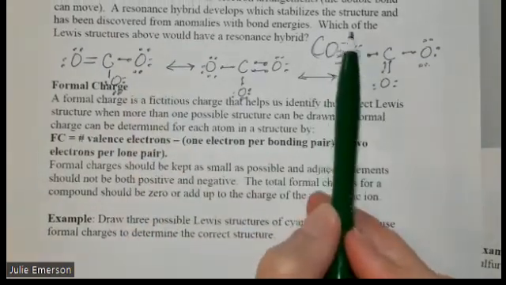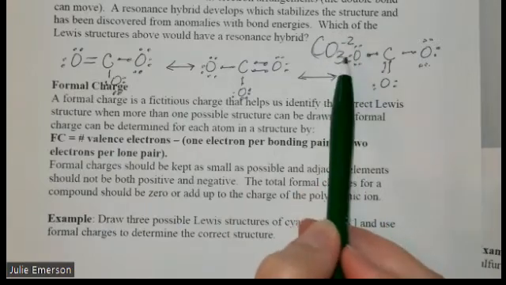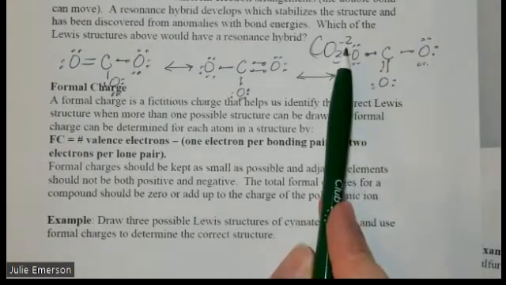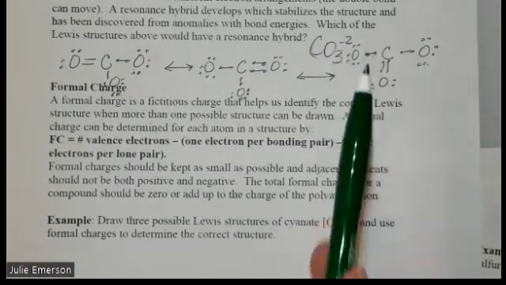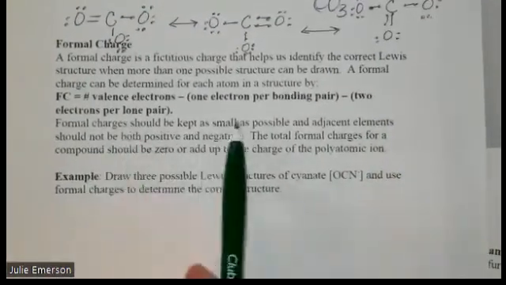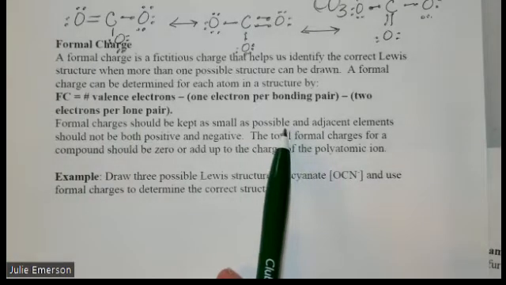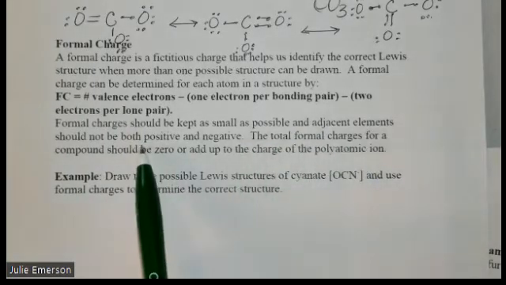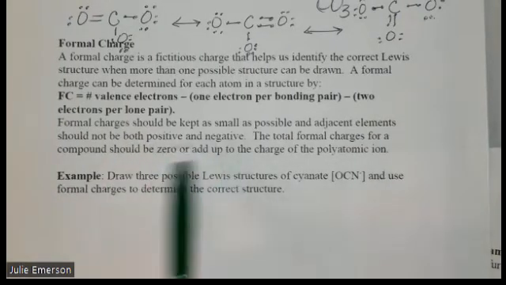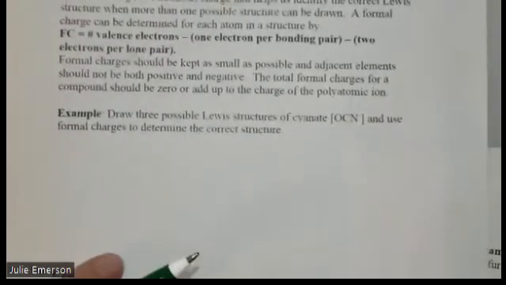But because something here is carrying a negative charge, because it's a negative polyatomic ion, it's okay that the formal charge doesn't all go to 0. So the goal is to get formal charges to 0. But if you have a polyatomic ion that overall has a charge, it's not possible, right? But otherwise, we want our charges to go to 0. So we want to keep formal charges as small as possible. 0 is best. And adjacent elements, side by side, shouldn't be positive and negative. When that happens, that's when it starts to look like we're going to expand the octet.